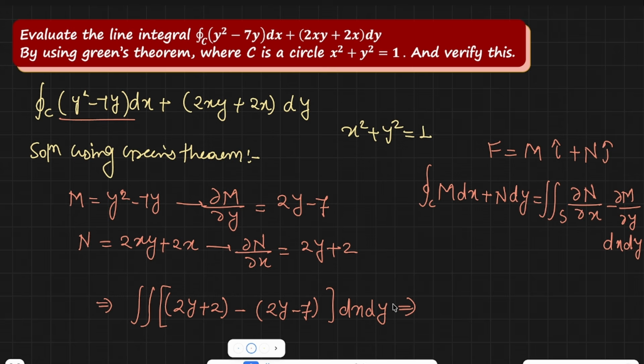Then again, how to solve this double integral? First of all, let me simplify this. Once I simplify, it is 9 dx dy, so it is 9 into the double integral of dx dy, and this is a circle. This is basically the area of the circle. So how do we find the area of the circle? It is given x square plus y square equals 1. Convert into polar form.